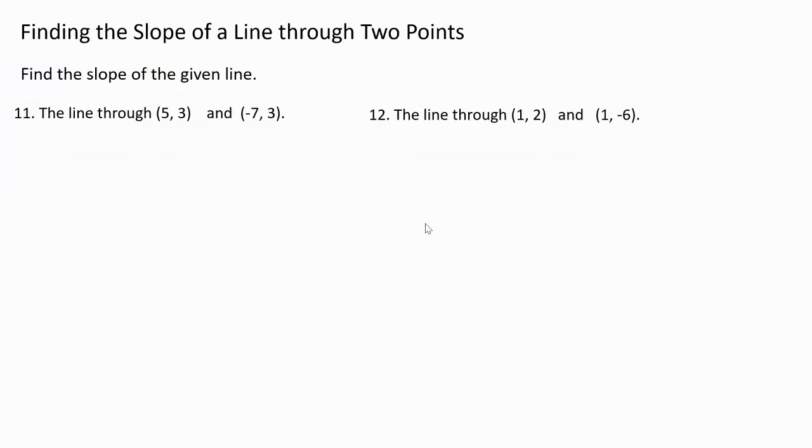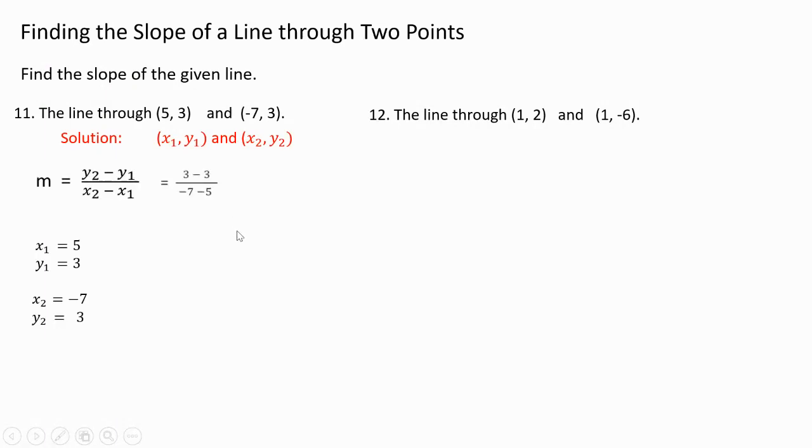Find the slope of the given line. The line through 5, 3 and negative 7, 3. So again, we repeat the process. So my x1 is 5, my y1 is 3, my x2 is negative 7, and my y2 is 3. Let's put them into the formula. Okay, so y2 minus y1 is 3 minus 3, and x2 minus x1 will give us negative 7 minus 5. So this results in 0 over negative 12. So the result will give us 0.